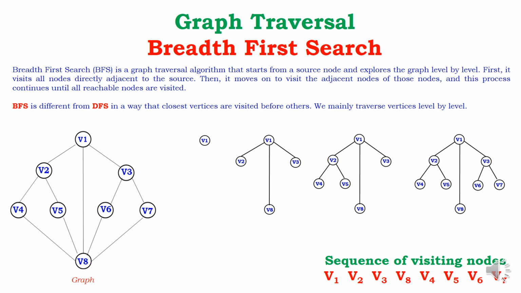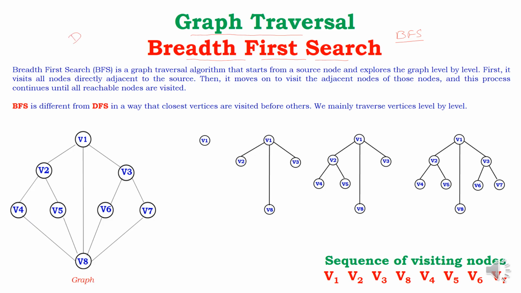Hi, today we are going to discuss graph traversal using the breadth first search, BFS, method. Traversal means visiting all the nodes of the data structure. Here, the data structure is a graph where we want to visit all the nodes using breadth first search. There are two different methods to traverse a graph.